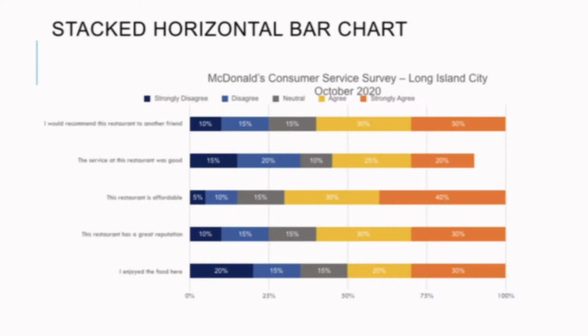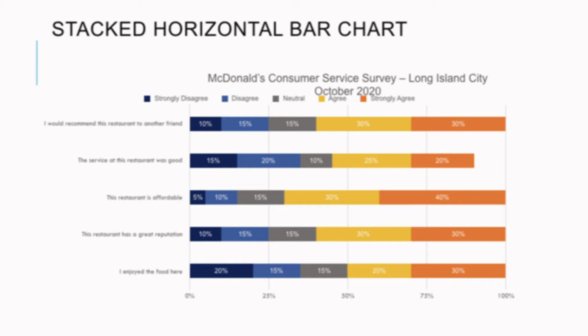Stacked horizontal bar chart. This is a McDonald's consumer service survey from Long Island City, New York, October 2020. So this is made up. I would recommend this restaurant to another friend. The service was good. This restaurant is affordable. This restaurant has a great reputation. I enjoyed the food here. Okay, well, what might be wrong with this chart? What might some issues be here? Are there any issues here?